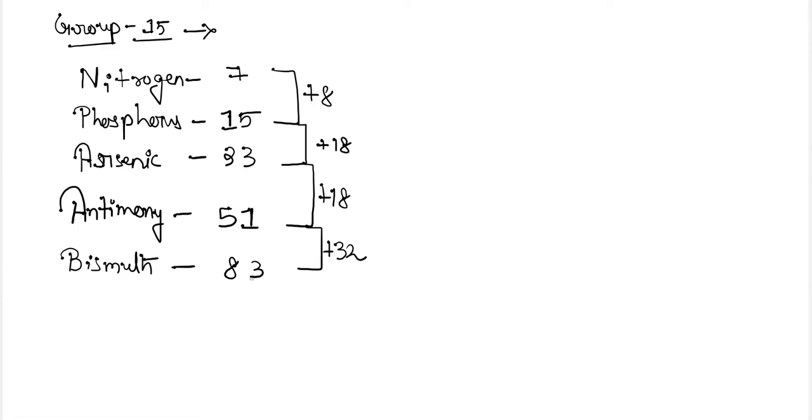bismuth 83. Now, these 5 elements, nitrogen, phosphorus, arsenic, antimony, and bismuth, this group is regarded as the nitrogen family. The head of the family here is nitrogen, and they are termed as the nitrogen family. Group number 15 elements are termed as nitrogen family. Collectively, these group 15 elements are also known as pnicogens.